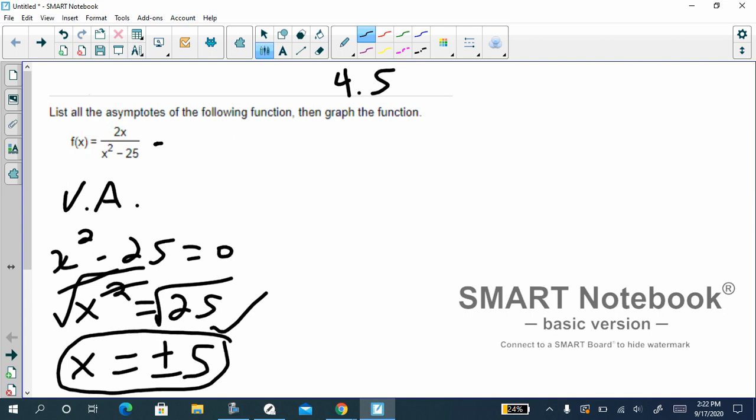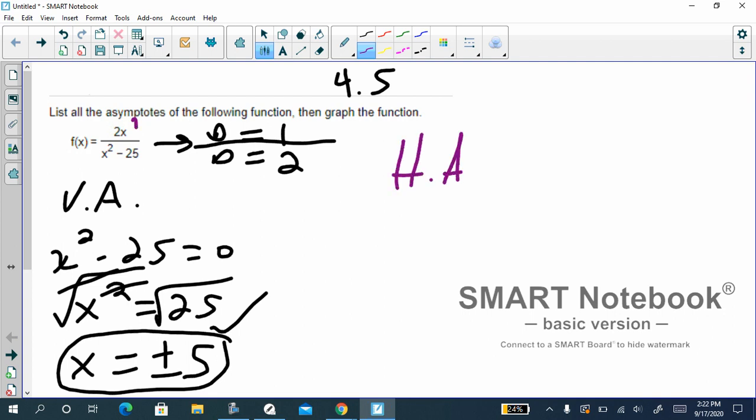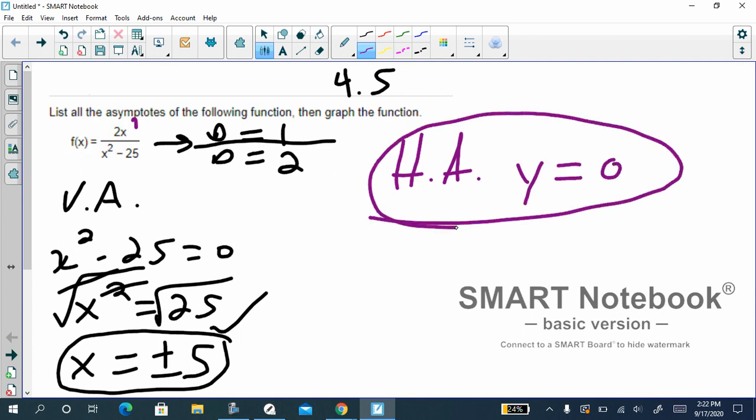The way we determine that is by the degree of the top and the bottom. The degree on top is 1. The degree on bottom is 2. Remember, we determine the degree based on the largest exponent. And the rule states that if the degree on bottom is bigger, we have a horizontal asymptote at the x-axis, at y equals 0. That's only if the degree of the denominator is bigger.